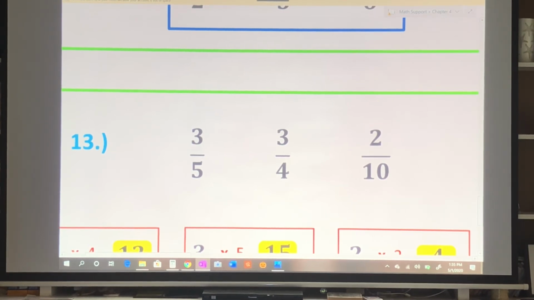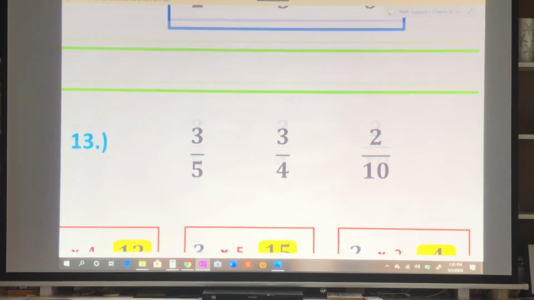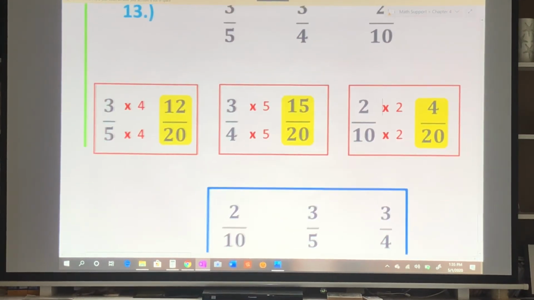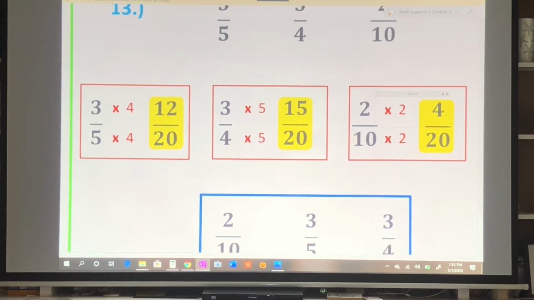So now I'm going to convert all 3 of them into something over 20. All right, here we go. So 5 times 4 is 20. The top times 4 is 12. 4 times 5 is 20. The top times 5 is 15. 10 times 2 is 20. 2 times 2 is 4.